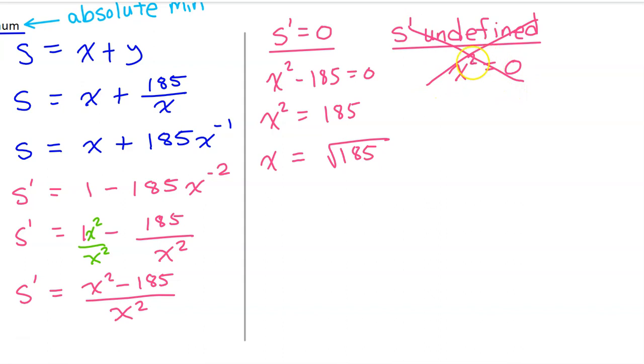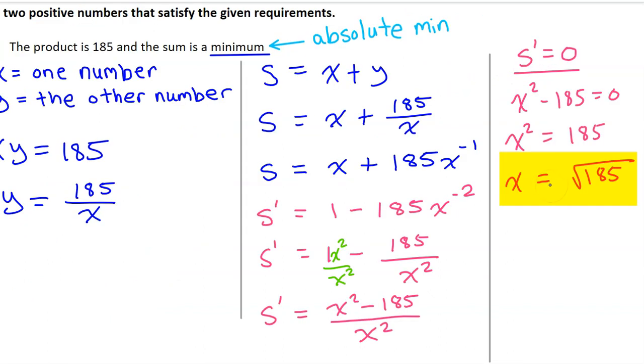There won't be any of those. So that's it for the critical values. Now it's time to decide whether we are going to use a candidates test or a sign chart to find this absolute minimum. Notice that we are not given a limited interval for the values of x and y.